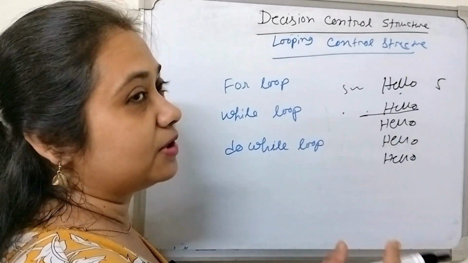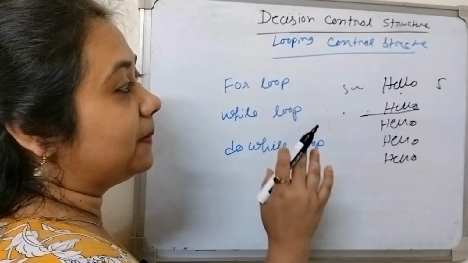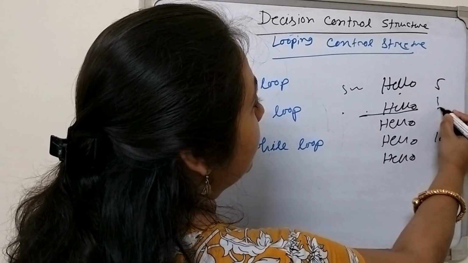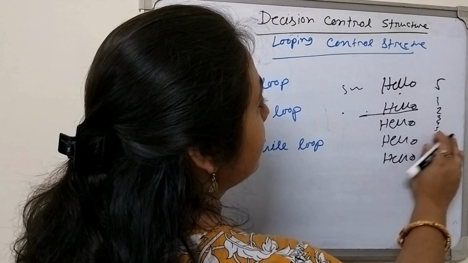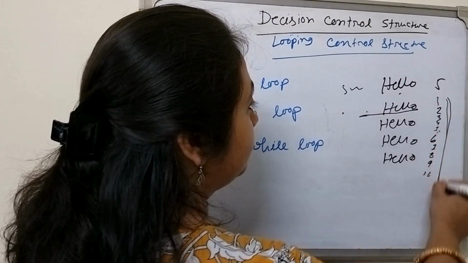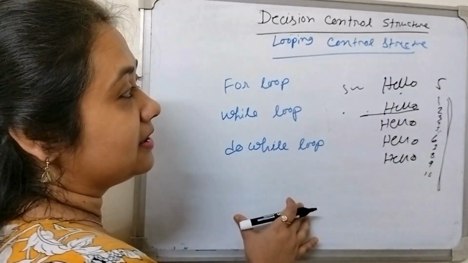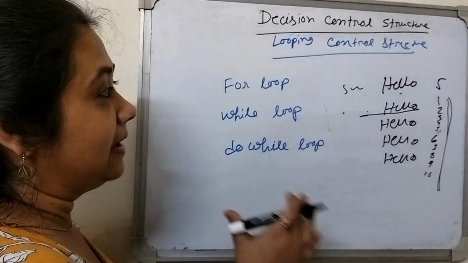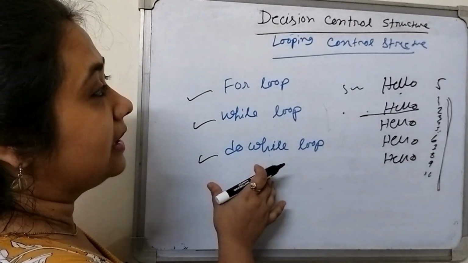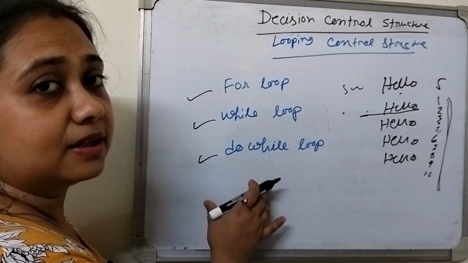So to reduce this, when we want to do some work in a repetitive way, we use loops. Suppose we want to print 1 to 10: 1, 2, 3, 4, 5, 6, 7, 8, 9, 10. We want to print this in a fraction of a second, so we use the loop structure. So let's give some examples of for loop, while loop and do while loop, so that we can understand the loop clearly. Okay, so let's start the loop.